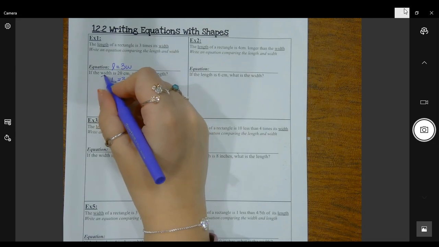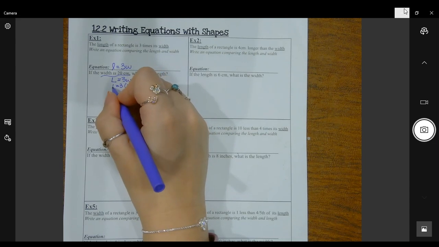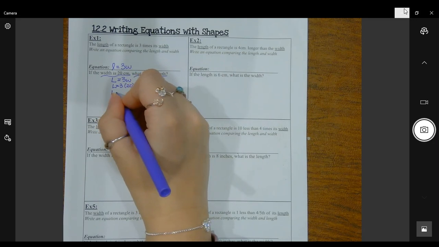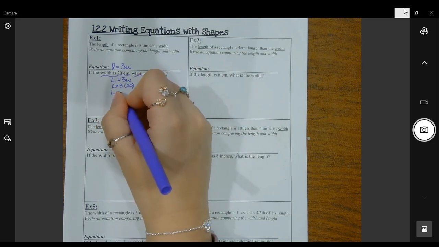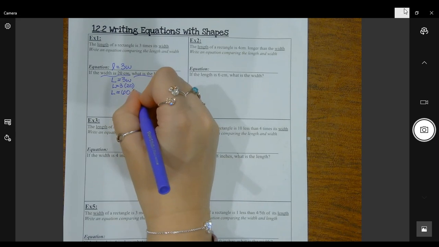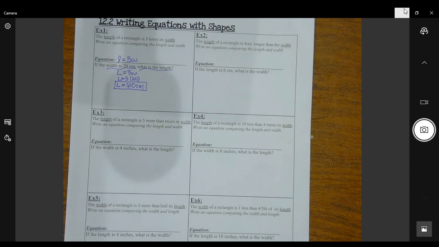And they told me that W is 20, so I'm going to replace the W with the 20 and then solve for L because they're asking me what is the length. We don't know. Okay, and now just solve it. What's 3 times 20? 60. And my units are centimeters. So the length is 60 centimeters.